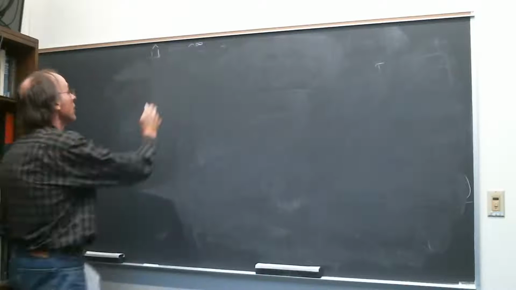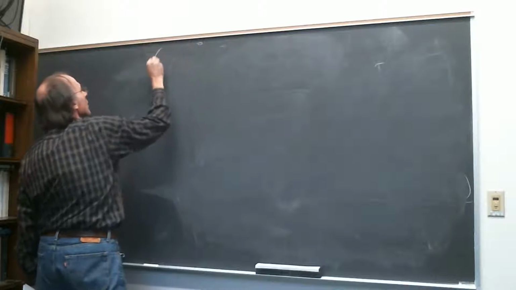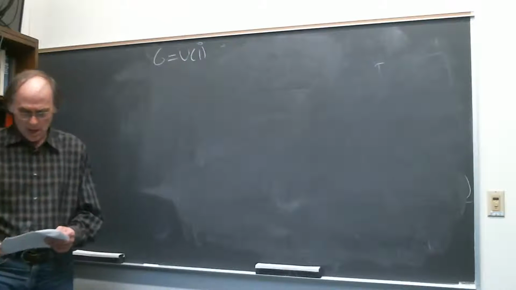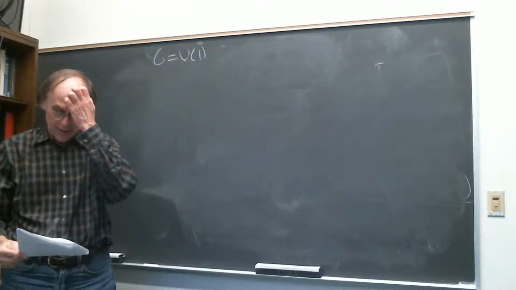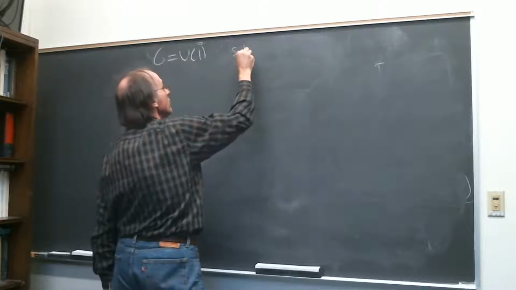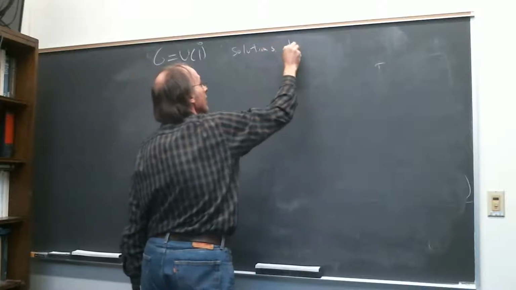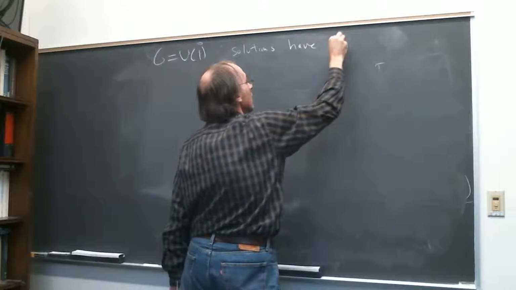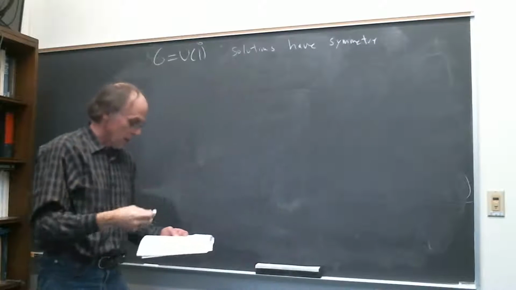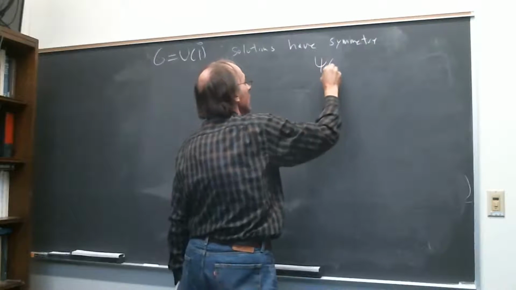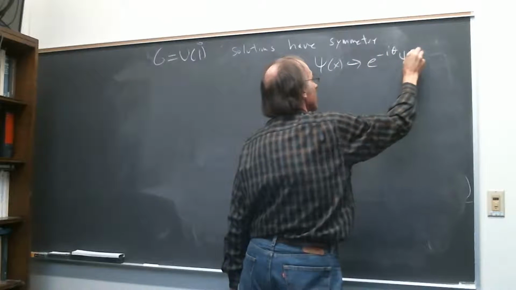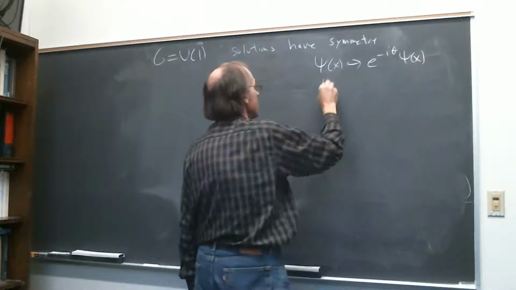Okay, so the first example was U(1). And so this is what happens: solutions have a symmetry. And the psi is multiplied by e to the minus I.